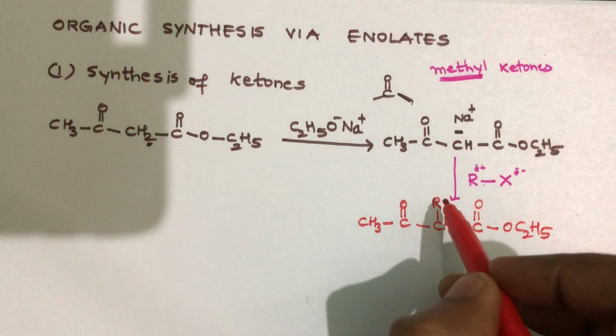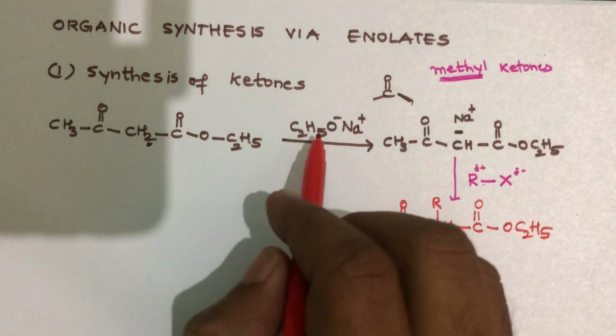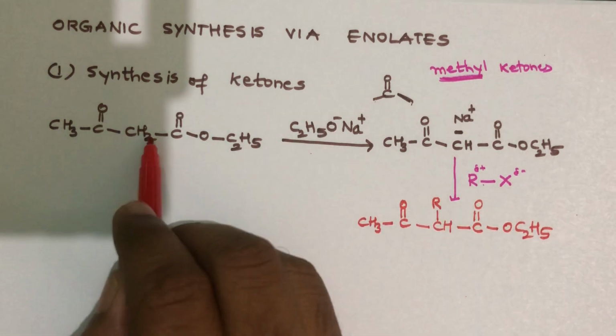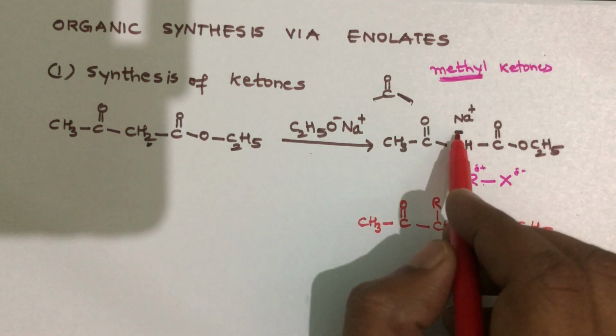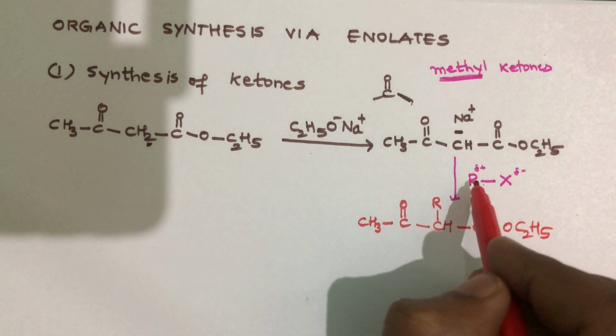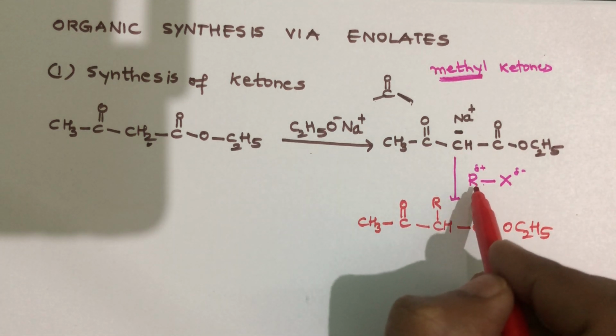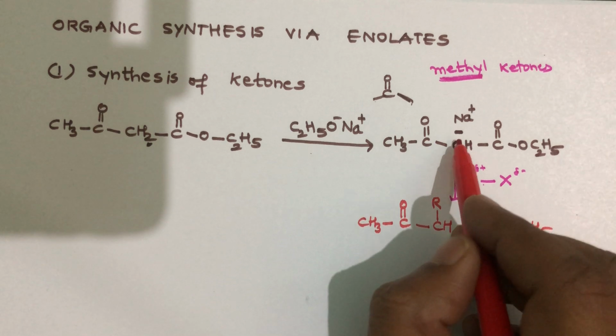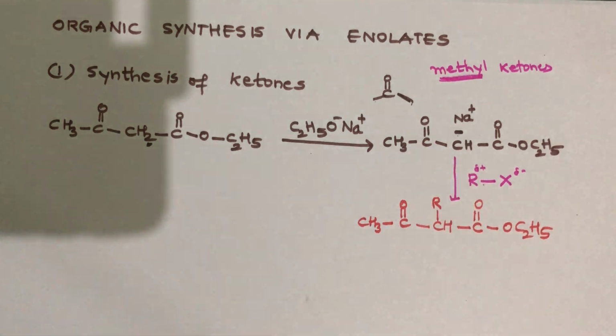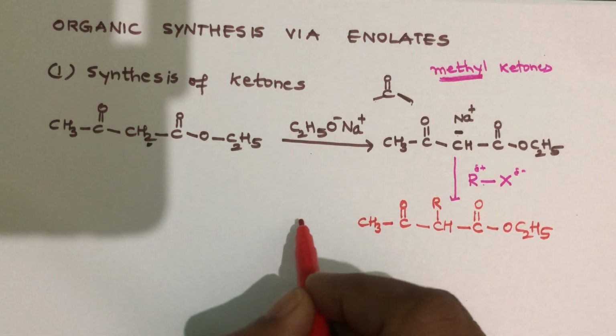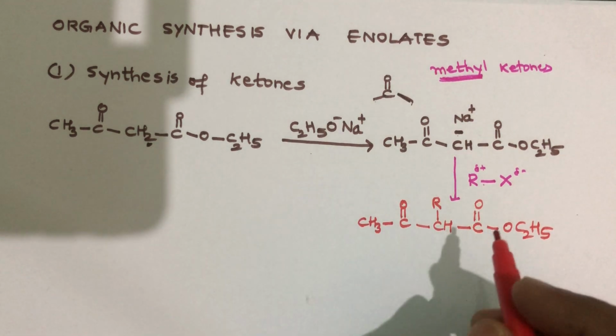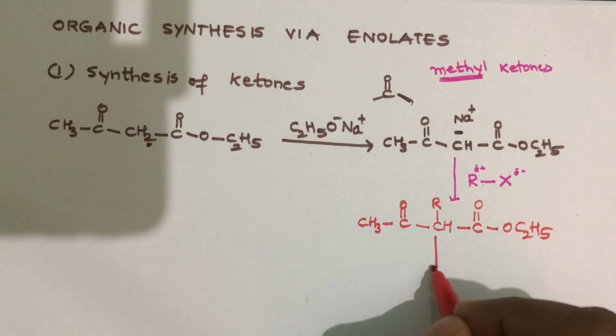So from where this R came, see what we have done is, we have used sodium ethoxide, we have abstracted a proton, and the negative charge generated is treated with an alkyl halide. The negative charge attacks the positive part of the alkyl group, resulting in the formation of a bond. This is what we have obtained. Now, this is subjected to ketonic hydrolysis.